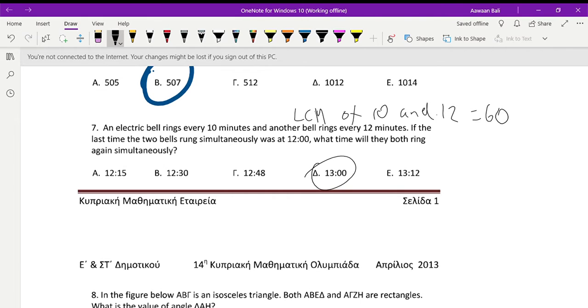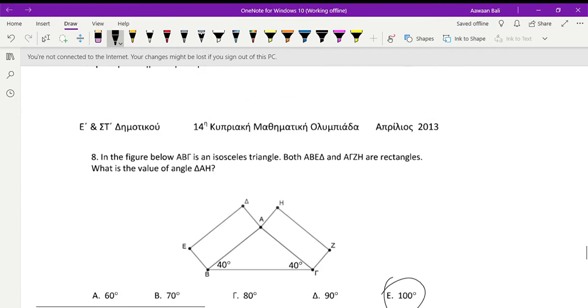But the 1 hour thing won't happen again and again, because that means that it becomes 120 minutes. Wait, actually, yeah, it will ring again and again. But anyways, you get the idea. It's delta.